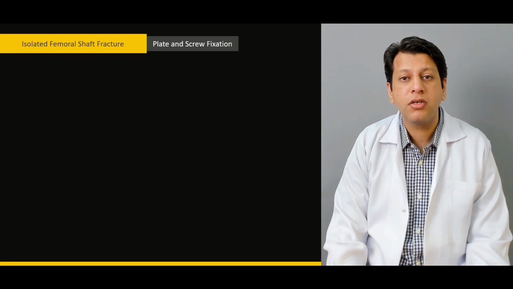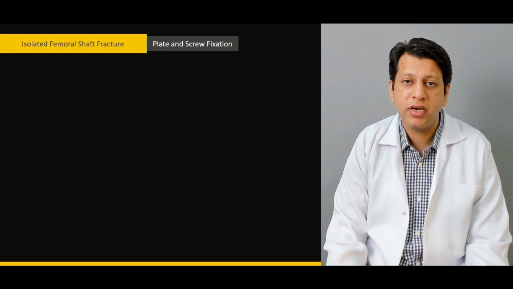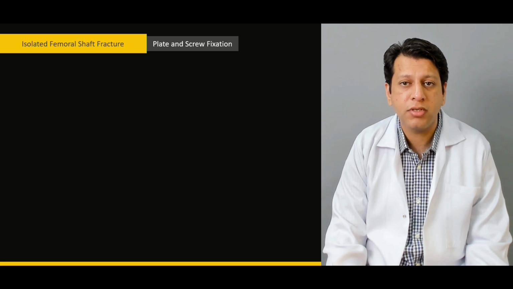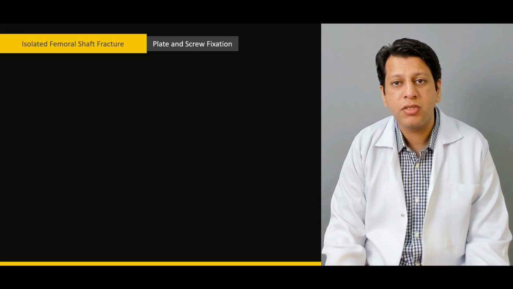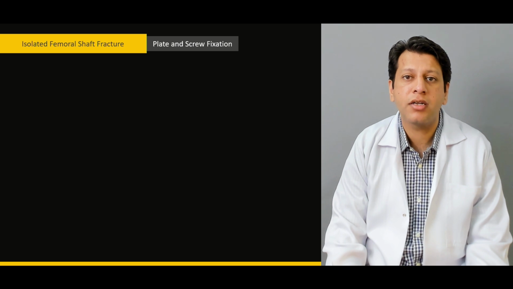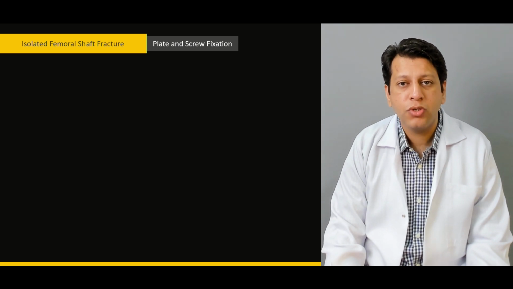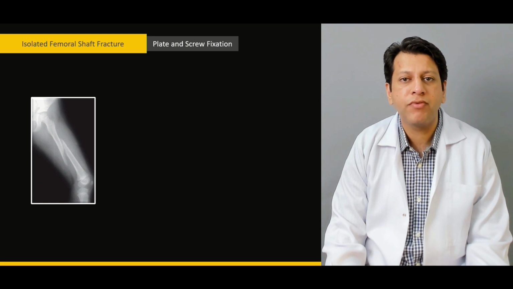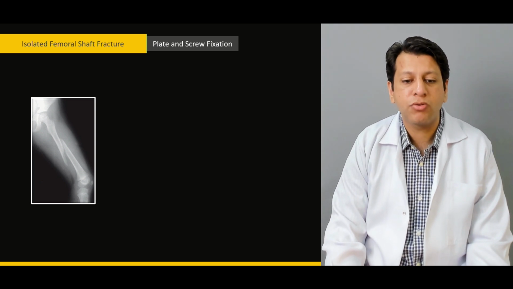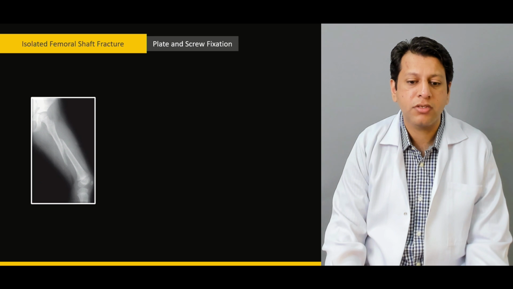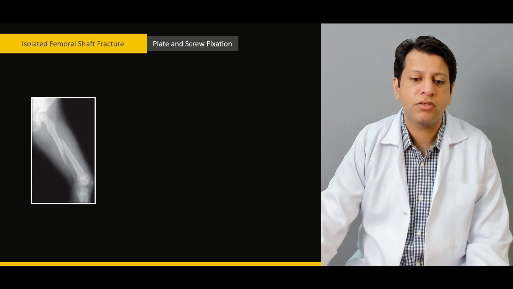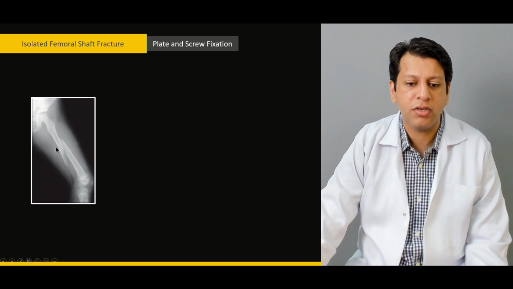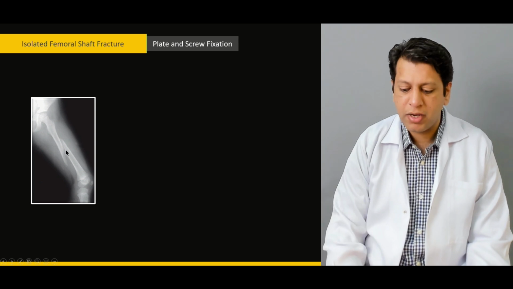Now coming to the definitive management. Definitive management depends on whether it's a proximal 1/3 shaft, distal 1/3, or middle 1/3 fracture. Usually two types of treatment are available. One is intramedullary fixation in the form of a nail or flexible nails, and the other is plate and screw fixation. If you see this picture of a child, the physis is very much open and there is a spiral shaft fracture.